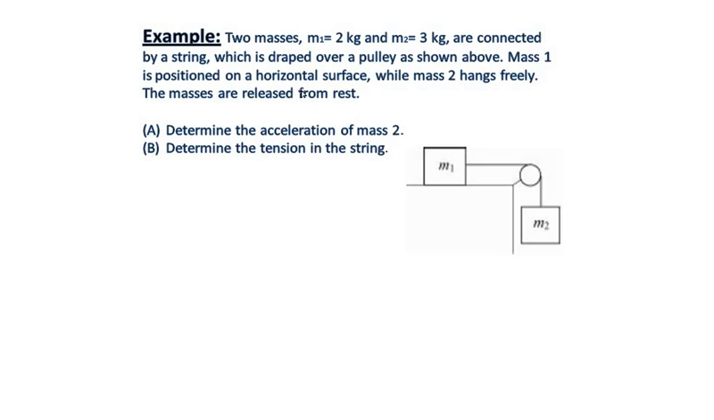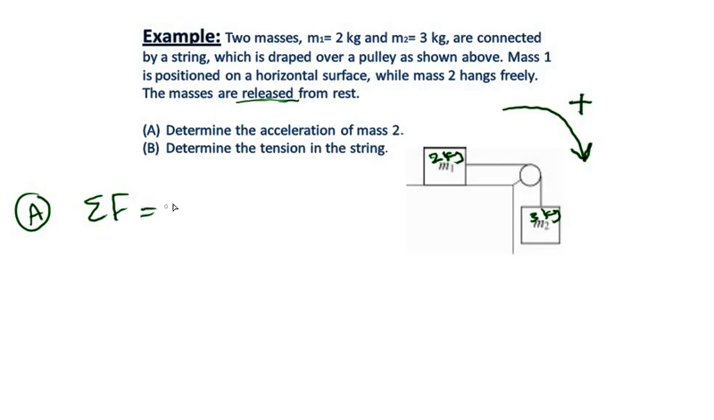Another example about the modified Atwood machine. Two masses, m1, 2 kilograms, and m2, 3 kilograms, are connected by a string, which is draped over a pulley as shown below. Mass 1 is positioned on a horizontal surface, while mass 2 hangs freely. The masses are released from rest, so they will move according to their weights. Because this mass is heavier, the system will move clockwise. Determine the acceleration of mass 2, which is the acceleration of the whole system.